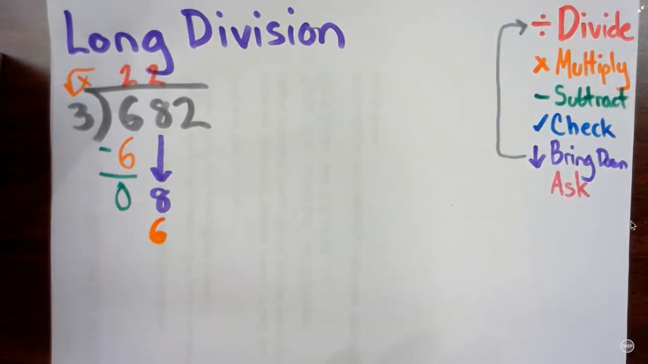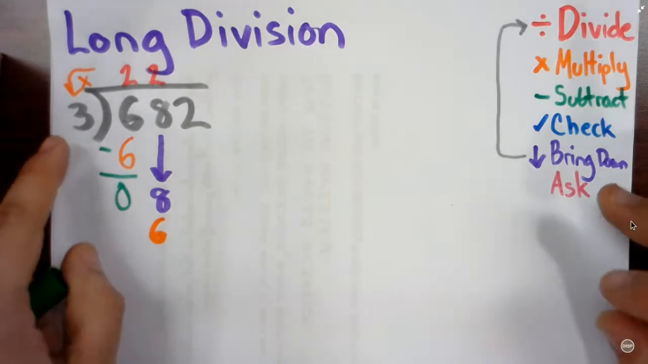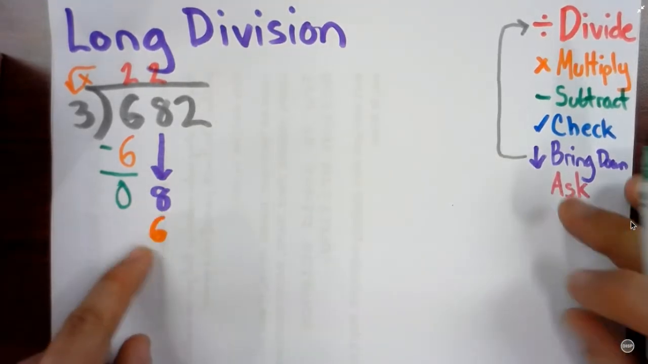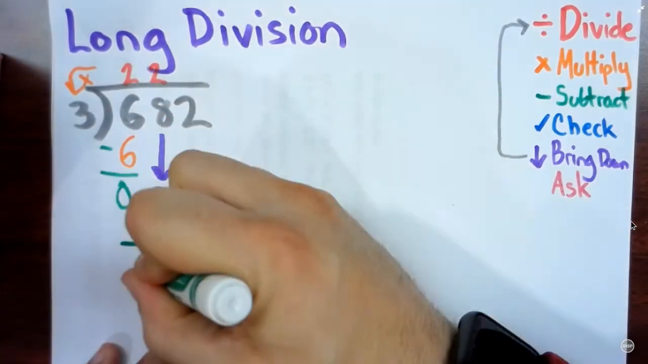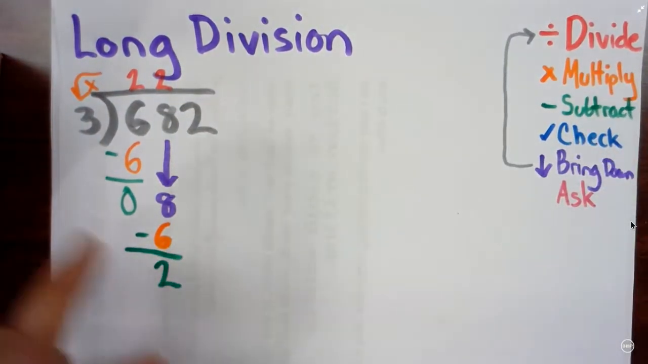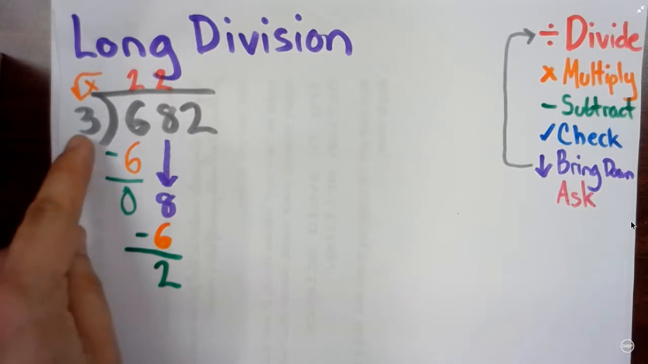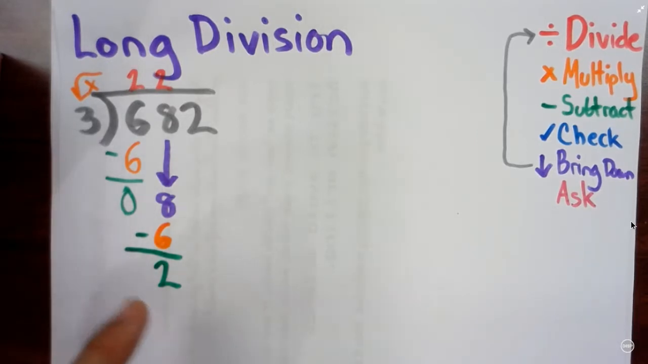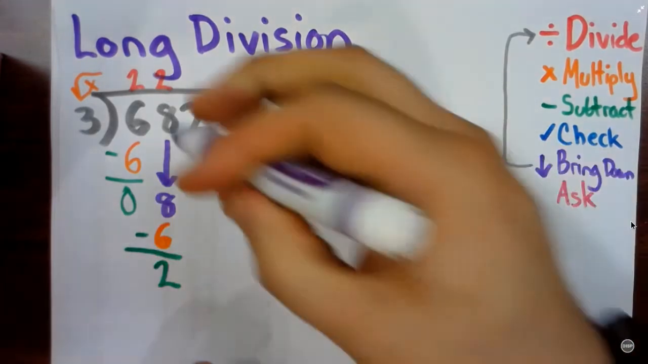All right. Now my next step is to subtract. So 8 minus 6 equals 2. And again, I need to check. I'll explain why in a moment. So can 3 fit into 2? If the answer is no, I'm good. But if, in fact, I find that it can, that tells me that I've made a mistake. So now my next step, now that I've checked it, is to bring down my next place value.